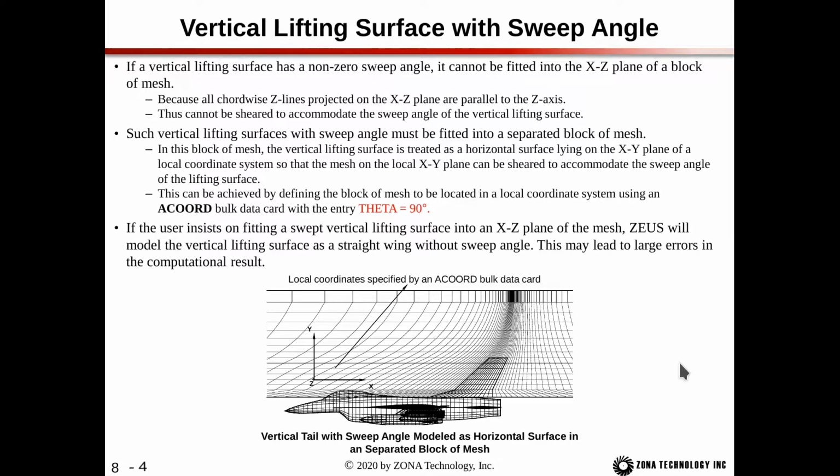Now, if you do try to put this vertical lifting surface into the main block, into the XZ plane, ZEUS will model the vertical lifting surface as a straight wing with 0 sweep angle. This is obviously incorrect and will probably lead to large errors in the computational result. ZEUS will print out a warning message, but you shouldn't attempt to do that. Just put the vertical lifting surface in its own block of mesh. Of course, the one example here is the block T, the T-tail block of mesh, which can accommodate both the horizontal and the vertical lifting surfaces.